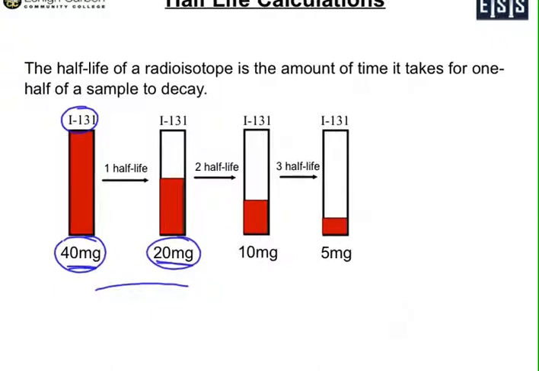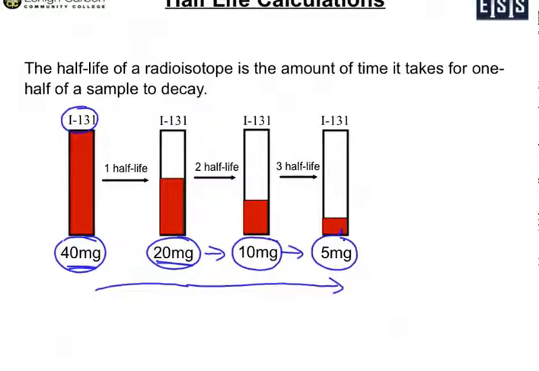If another half-life occurs, then that 20 is cut in half again to 10, and if you have one more, you're down to 5 milligrams. So in this example, going from 40 milligrams down to 5 milligrams is 3 half-lives. One here, one here, and one more, for a total of 3 half-lives. So you're halving every time a half-life period passes. Let's take a look at a problem.